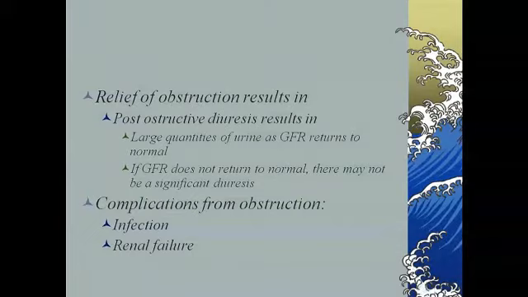When you relieve that obstruction, it will result in post-obstructive diuresis. In other words, you're going to have large quantities of urine because your glomerular filtration rate will return to normal. If the GFR does not return to normal, there may not be significant diuresis. Complications from obstruction are infection, and that occurs more so if the obstruction is below the bladder, or renal failure. And this is if the obstruction lasts more than a week or if it is bilateral.